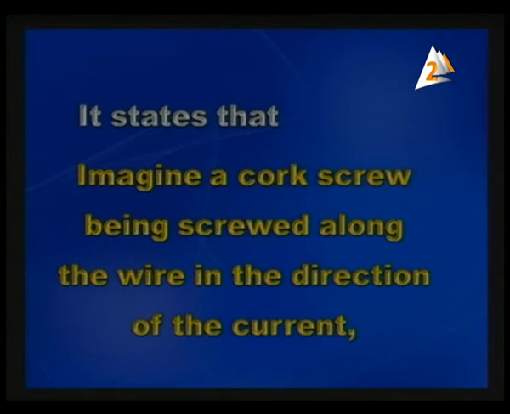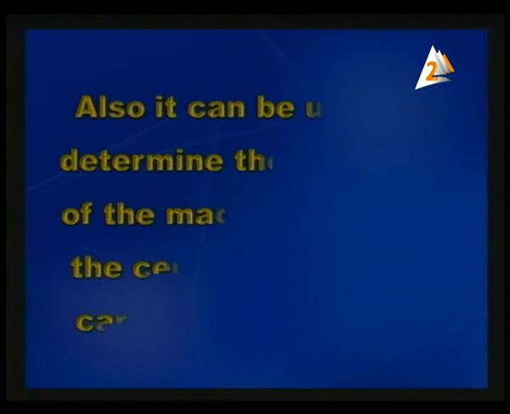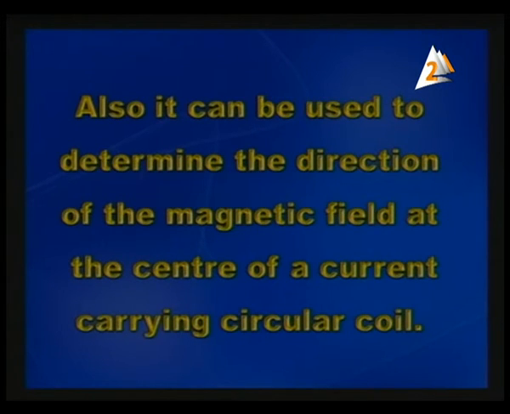It states: imagine a corkscrew being screwed along the wire in the direction of the current. The direction of rotation of the screw gives the direction of the magnetic field. So it determines the direction of the magnetic field due to a current flowing in a straight wire. Also, it can be used to determine the direction of the magnetic field at the center of a current carrying circular coil.